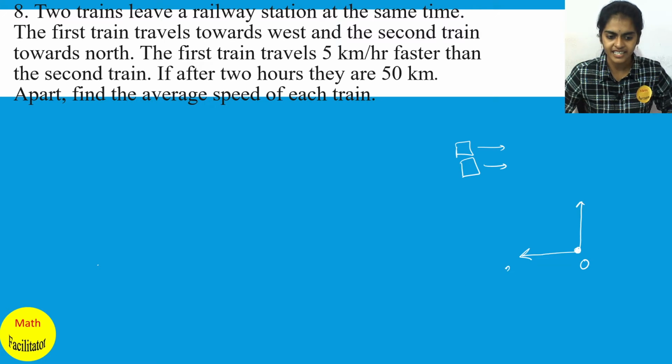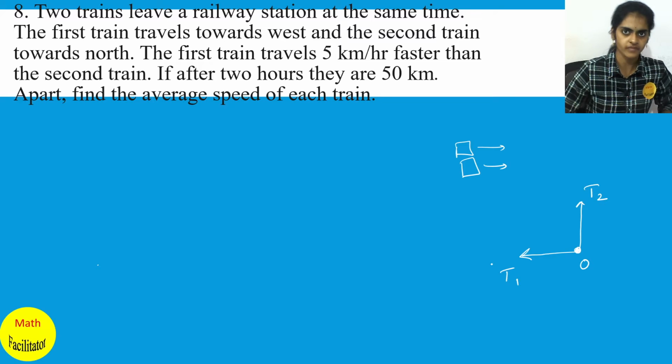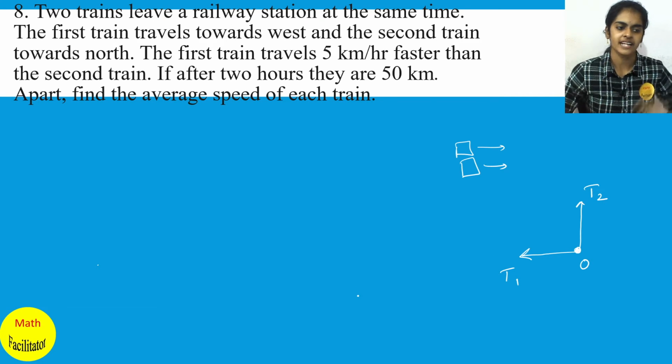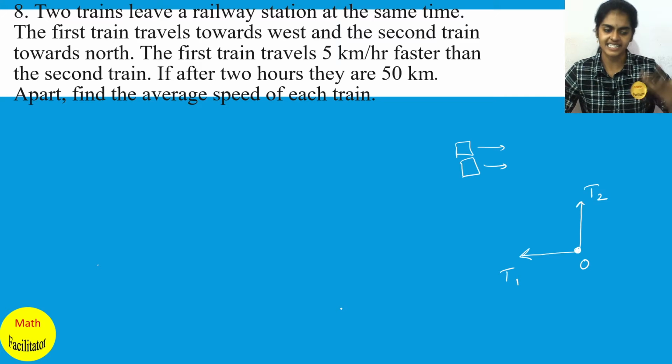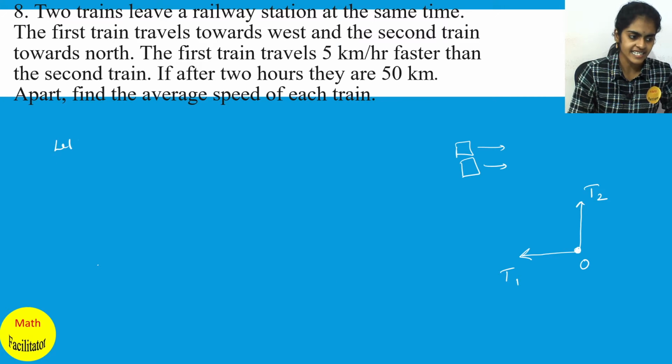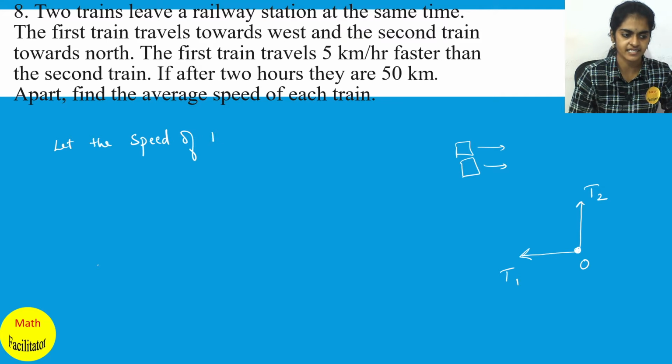So here this direction is the direction of the first train. Let us represent it as T1. And this is the direction of the second train, north. The first train is 5 kilometers faster than the second train. So let the speed of the second train be x. Since the first and second train speeds are compared, I'm assuming the speed of the second train as x kilometer per hour.